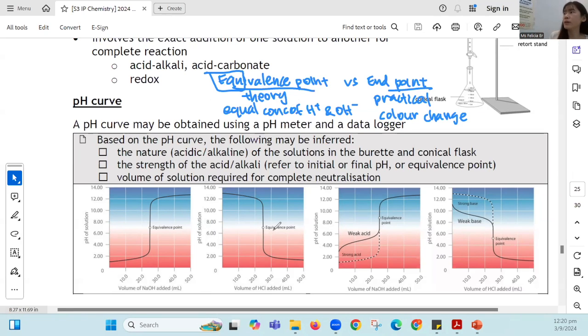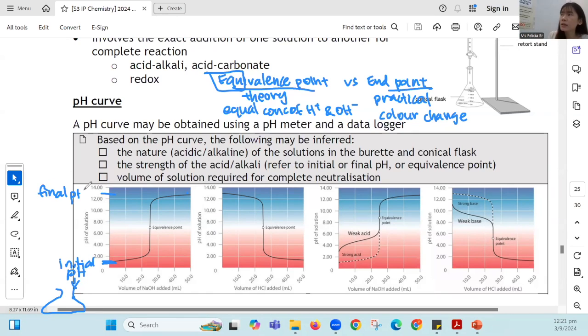Okay, then next part over here. For the equivalence point, you just find the steepest part, then you pick the midpoint. That will be the equivalence point. And you need to know how to read the graph, because you need to know what is your starting reagent in your conical flask and what is in your burette. So to tell, you go by this. You look at the initial pH. The initial pH tells you what is inside your conical flask, as compared to this number here, which would be the final pH.